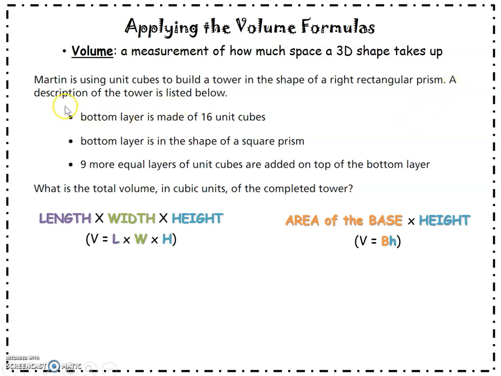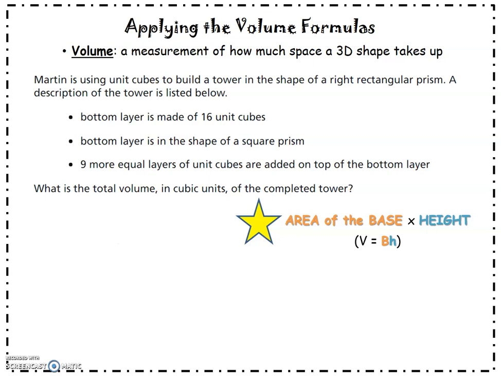It says, a description of the tower is listed below. Now, the first clue tells me that the bottom layer is made of 16 unit cubes. Since it's talking about the full bottom layer, I know that's telling me that the base of this shape is 16 unit cubes because the bottom layer makes up the base. So that tells me the formula that makes the most sense to use is the area of the base times the height formula. So for right now, I'm going to forget about length times width times height.